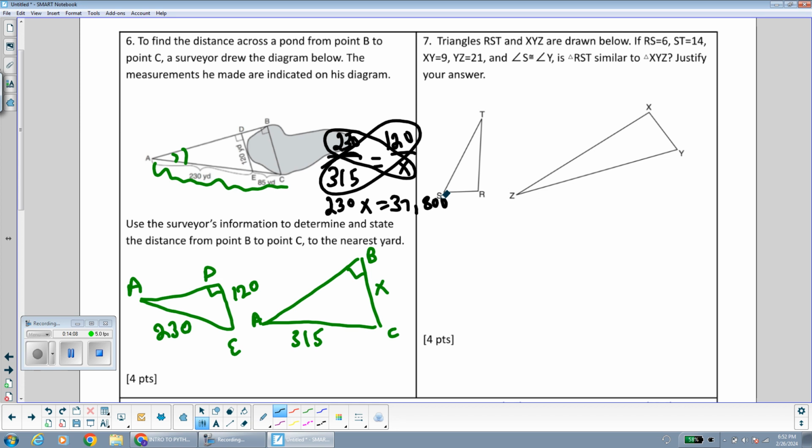And then if we divide by 230, that's approximately, because it does say to round to the nearest whole number, approximately 164 yards is the answer here.